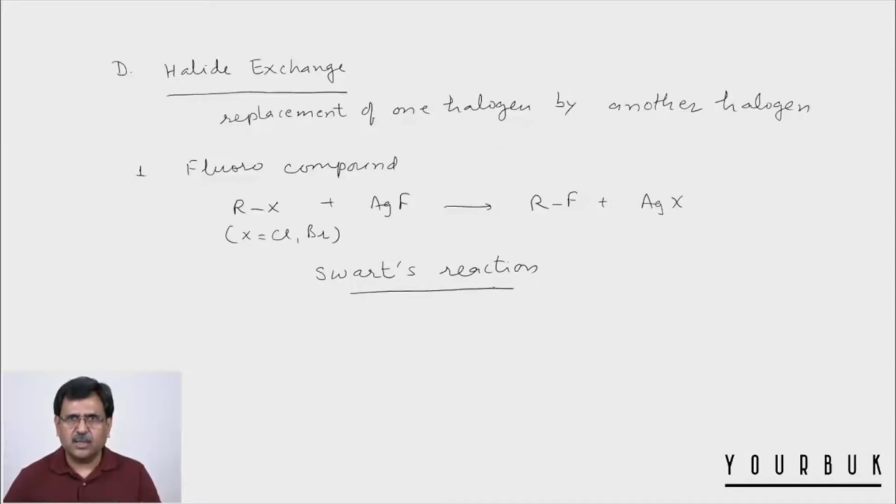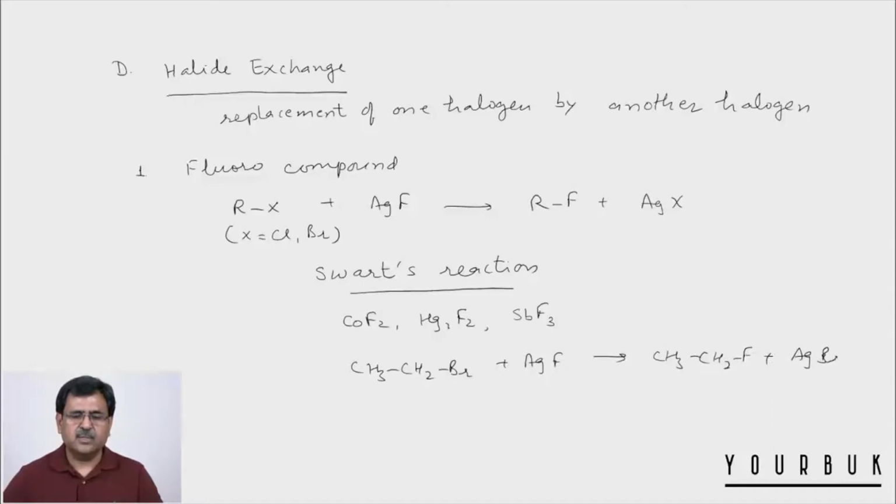Now in place of AgF, other fluorine containing reagents can also be used, like COF2, Hg2F2, or antimony fluoride. Now one example: CH3CH2Br, when treated with AgF, gives CH3CH2F plus AgBr. So this is called the Swarts reaction. It's a method to prepare fluoroalkanes.